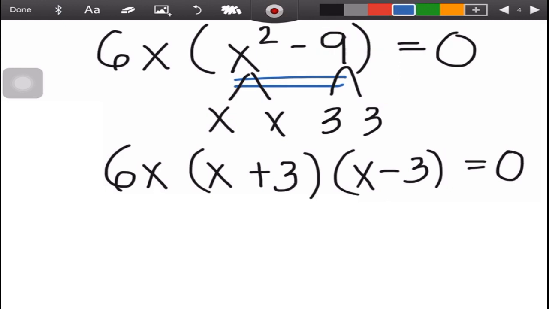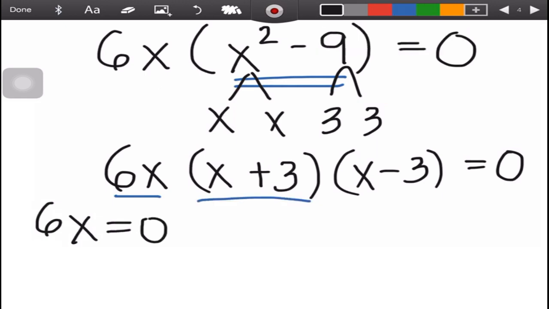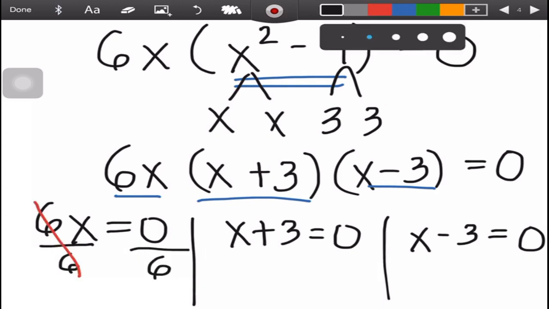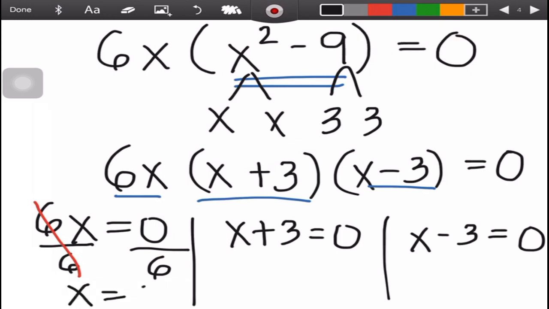We will equate all the factors. So we have 6x equals 0, x plus 3 equals 0, and then x minus 3 equals 0. If we use the division property of equality, we will divide this by 6. And then 6 divided by 6 is 1. So x is 0.